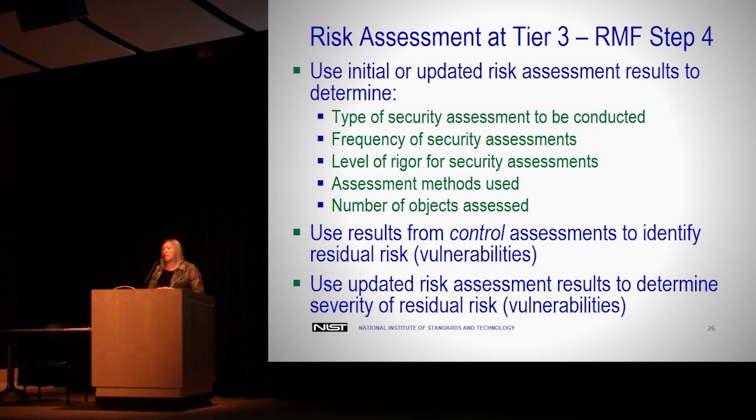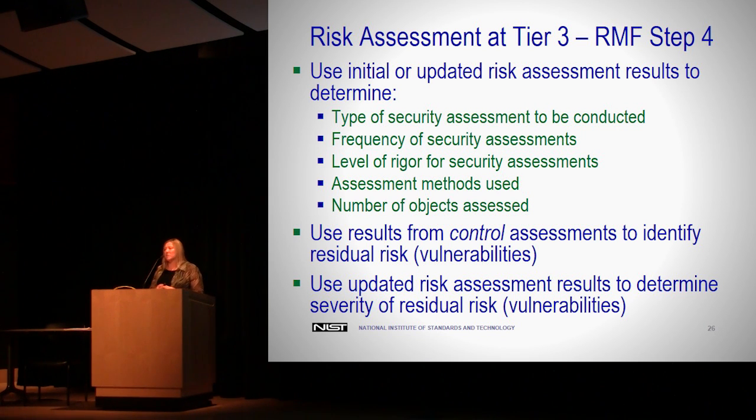What about the level of rigor for security assessments? We can use a risk assessment to help us determine how deeply we need to go into our security assessment or assessment of an individual control. And what assessment methods are we going to use? When we get to 53A, we have examine, interview, and test. If our risk assessment tells us that there's maybe a moderate to high level of risk here, then maybe we want to up the number of tests we do, or maybe we want to add testing instead of just interviewing or examining. That helps us with the rigor of our assessment methods.